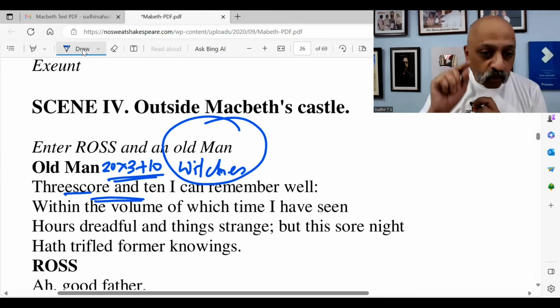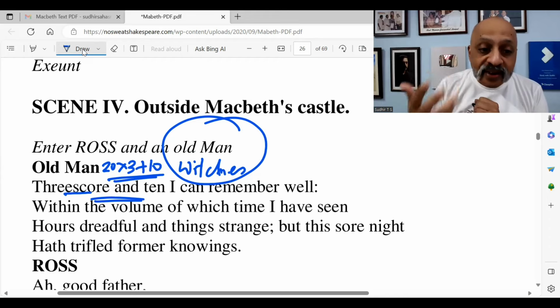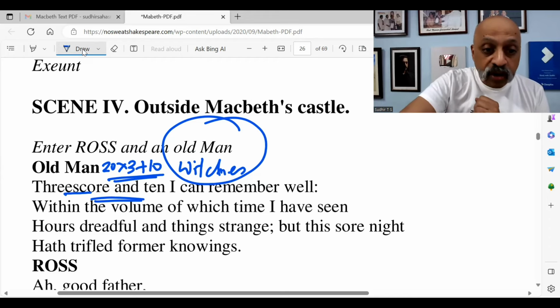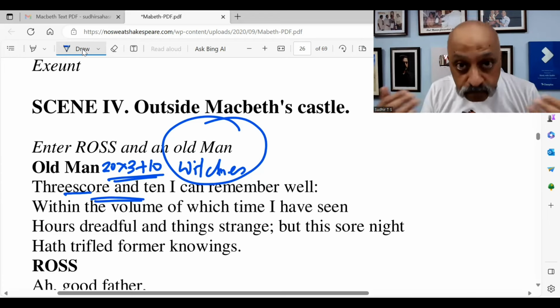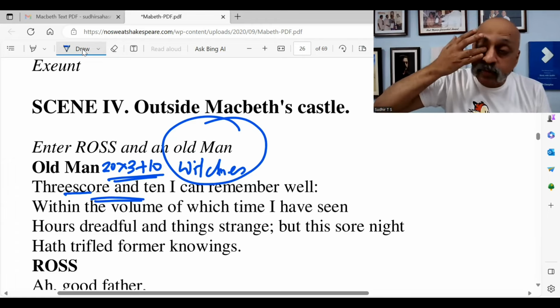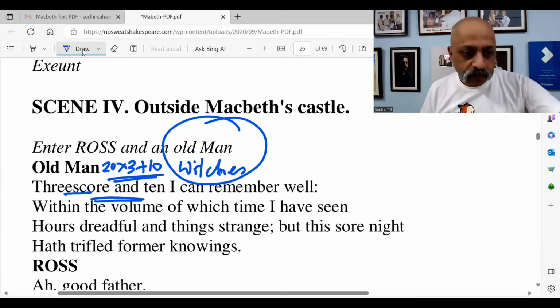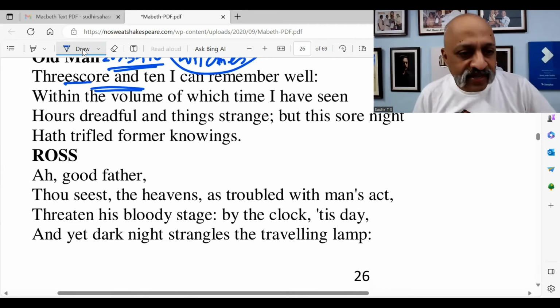In that time, the volume of which time I have seen, volume to convey as if time was a book. Okay. I have seen so many dreadful and strange things. Dreadful hours, dreadful and things strange. But this sore night hath trifled former knowings. Lekin jo is raat mein jo ghata hai, isse pehle ki jo jitne bhi mere experience hai, wo kaafi kam lagte hain. Okay. O good father, thou seest the heavens as troubled with man's act, threaten this bloody stage by the clock its day, and yet dark night strangles the travelling lamp.